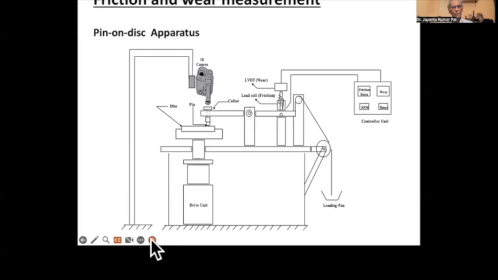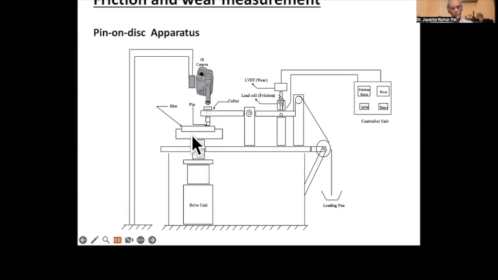Now, friction and wear measurement is a very important thing. And those values that I have quoted actually come from this kind of experimental methods. Now, there are many experimental machines available. One of the simplest is the pin-on-disc apparatus. This is a simple machine. This is a disc mounted on a shaft, and that is rotated by a motor.